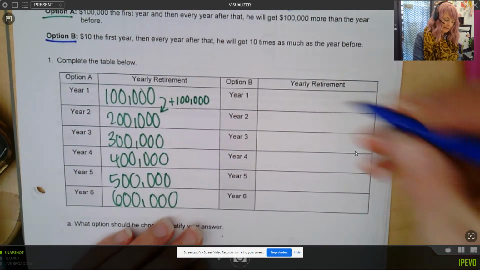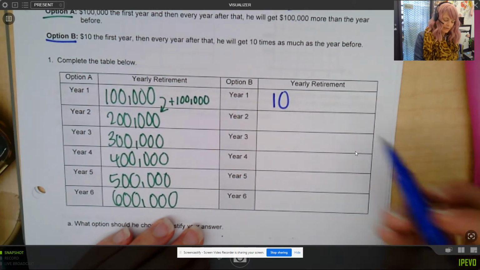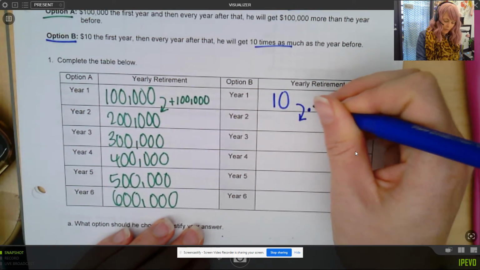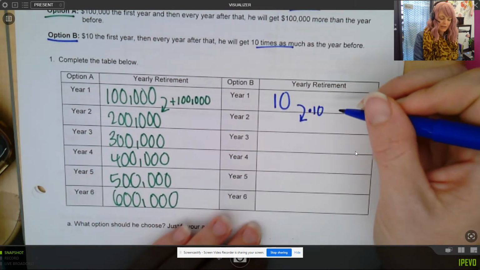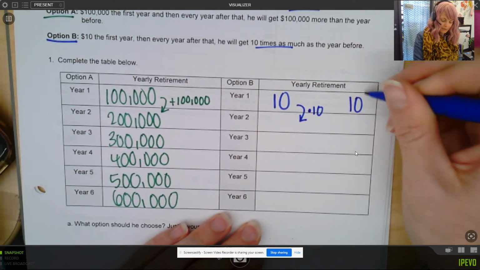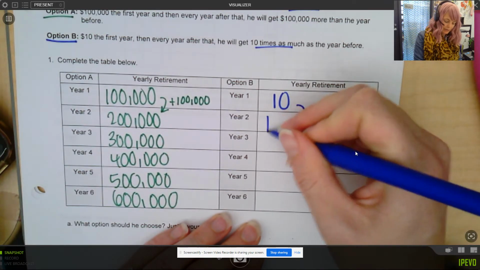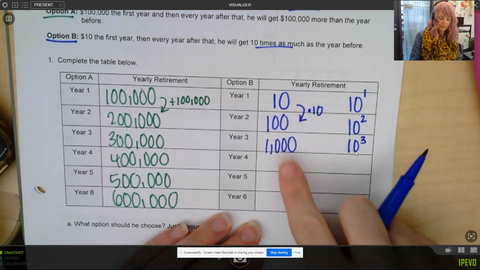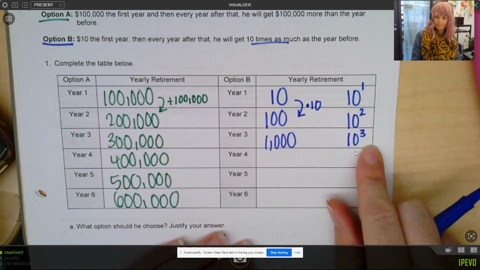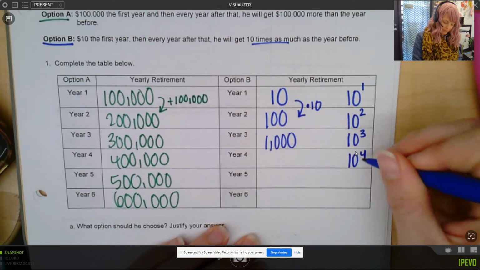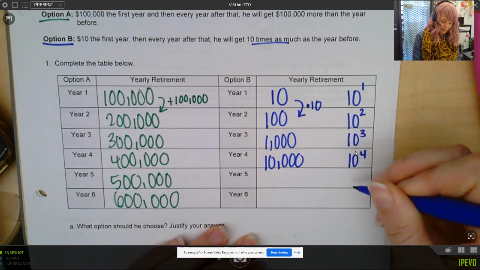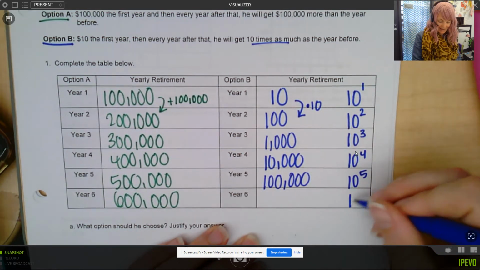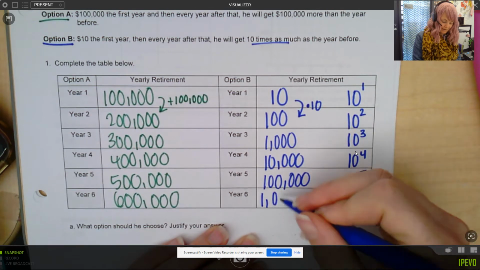So option B is, hey, we're going to give you $10 the first year, and every year after that, we're getting 10 times. So to move to the next year, we're going to be multiplying by 10. So we can think about this as year 1 is 10 to the first power, year 2 is 10 to the second power, which is 100. Year 3 is 10 to the third power, which is 1,000. 3 zeros, exponent of 3. Year 4, 10 to the fourth would be 10,000. Year 5, 10 to the fifth would be 100,000. And 10 to the sixth, $1 million.